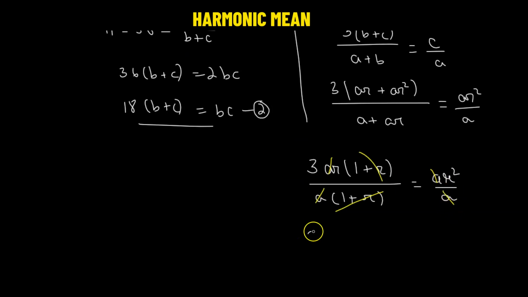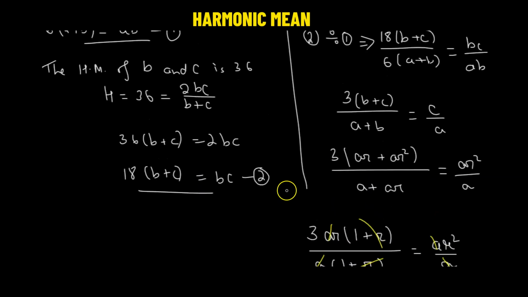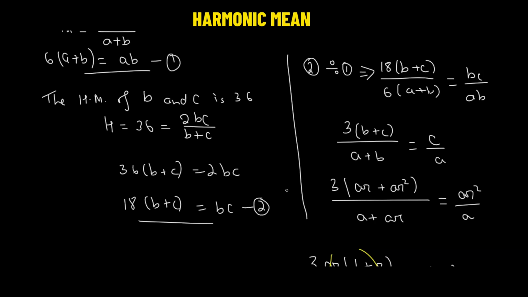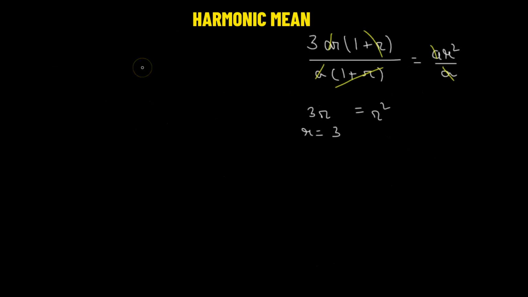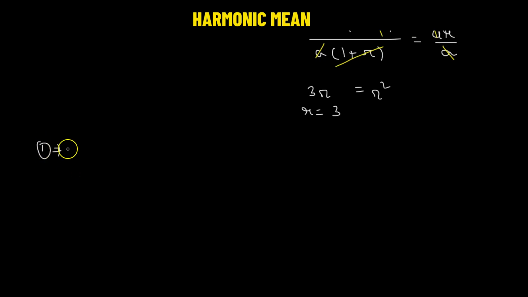That leaves us with 3 times r equals r squared, or simply r comes out to be equal to 3. Fine. So now that we have the value of r equals 3, we can use either equation 1 or equation 2 to find out the value of the remaining term. So let's try to find out the first term, which is A. So we will use 6 times (A plus B) equals AB. So equation number 1, we found out that 6 times (A plus B) came out to be equal to A times B. Now we have 6 times (A plus B), B we're going to replace with A times r.